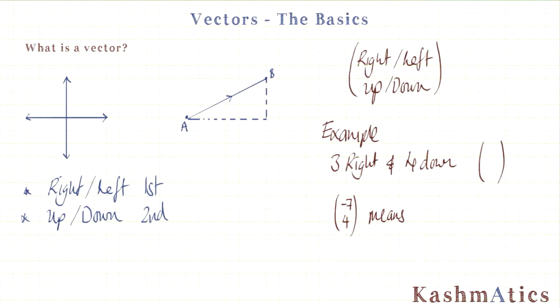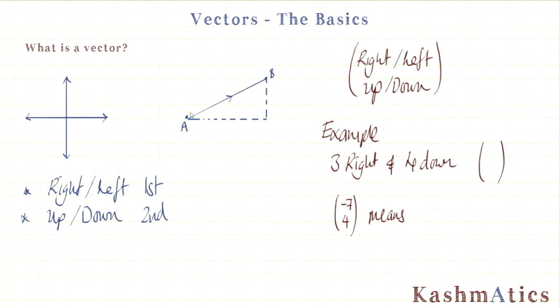So the first question is, what is a vector? Now, a vector is a little bit like a coordinate, okay? But the coordinates tell you where a point is relative to the origin, whereas a vector tells you where one point is relative to another, or how you get from one point to another, all right?